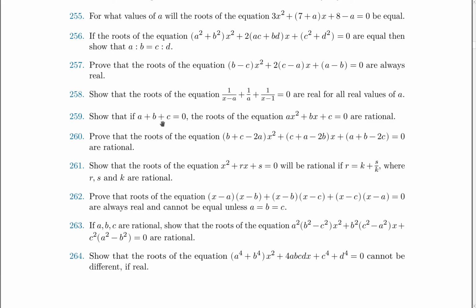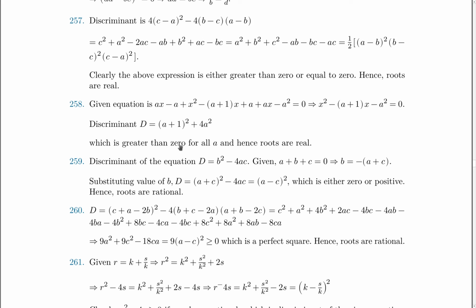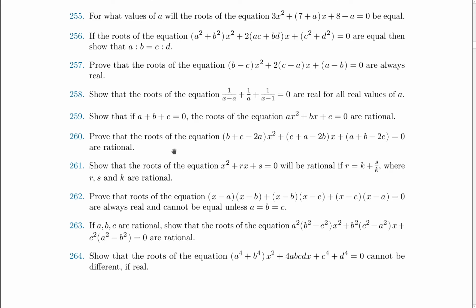Show that if a plus b plus c is equal to 0, the roots of the equation ax square plus bx plus c is equal to 0 are rational. So the discriminant would be b square minus 4ac, but we are given that a plus b plus c is equal to 0, so b would be minus (a plus c). We put the value of b in the discriminant, we get (a plus c) whole square minus 4ac, which will be equal to (a minus c) whole square, which is either 0 or positive, hence the roots are rational.